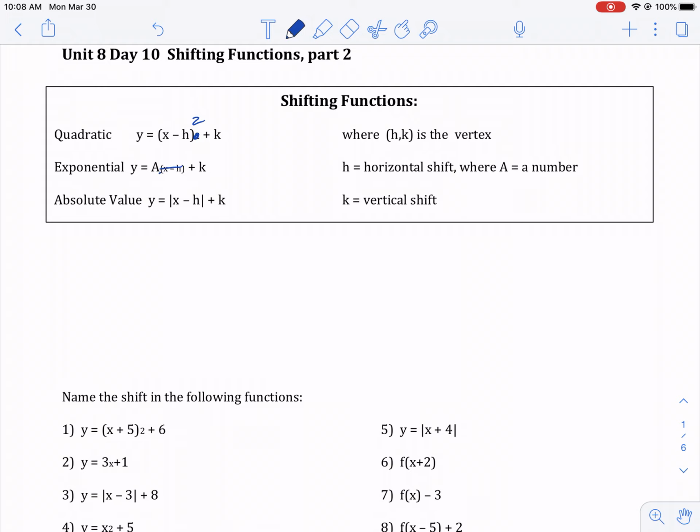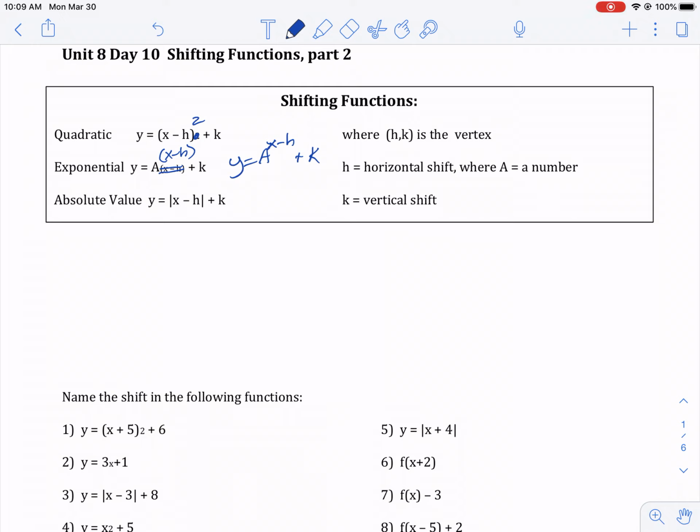Exponential function, again, that little x minus h should be in the air. Okay, a is whatever base, it's going to be some number like a 2 or a 3. And then x minus h is your exponent in the air, plus k. Keep in mind, they do not have to put the exponent in parentheses. The fact that both of those are little and raised means the h goes with the x anyway, so you might see it without the parentheses.